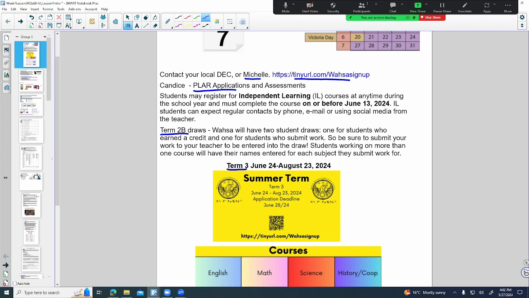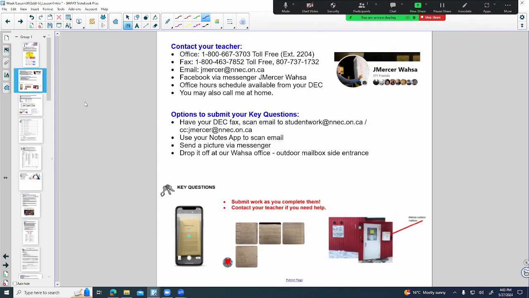As you know, we have 2 student draws, one for students who earn a credit and one for students who submit work. So make sure you're submitting your work to your teacher so that you can be entered into the draw. Students who are working on more than one course will have their names entered for each subject that they submit work for. Make sure you contact your teacher if you need any help with completing any of your PLAR courses.